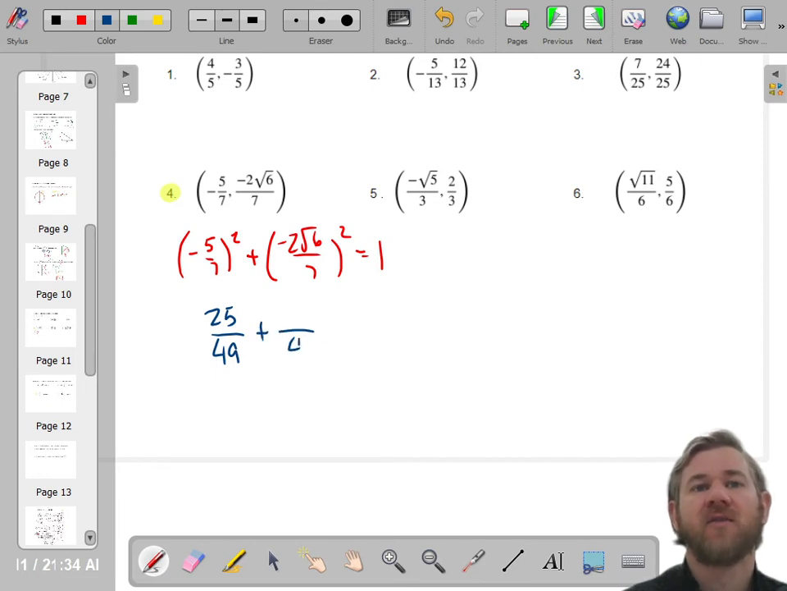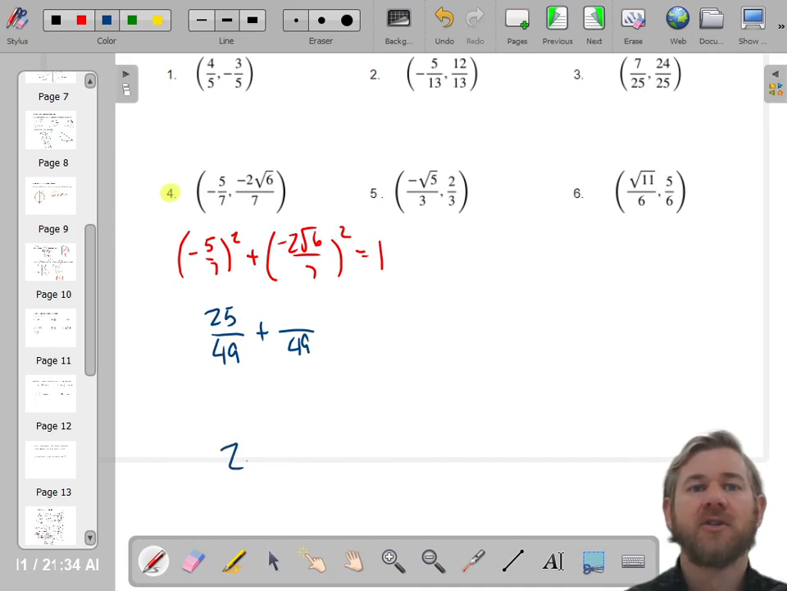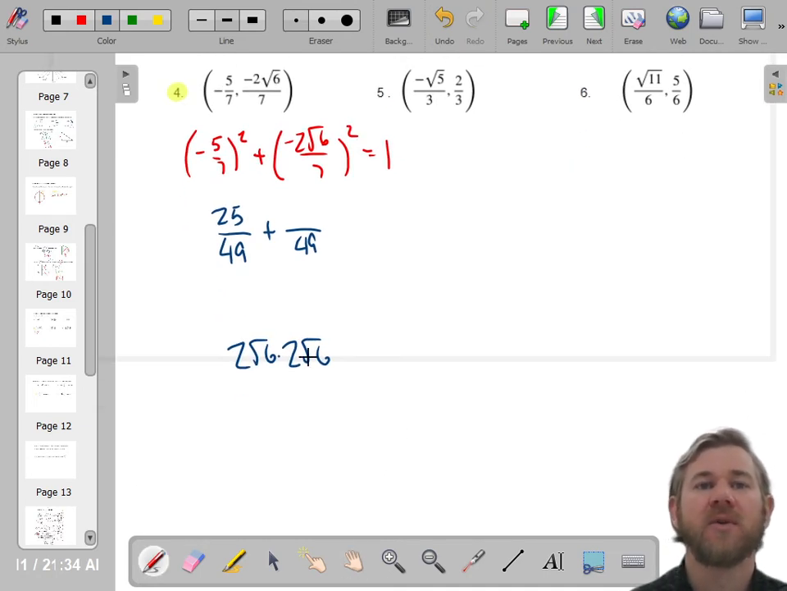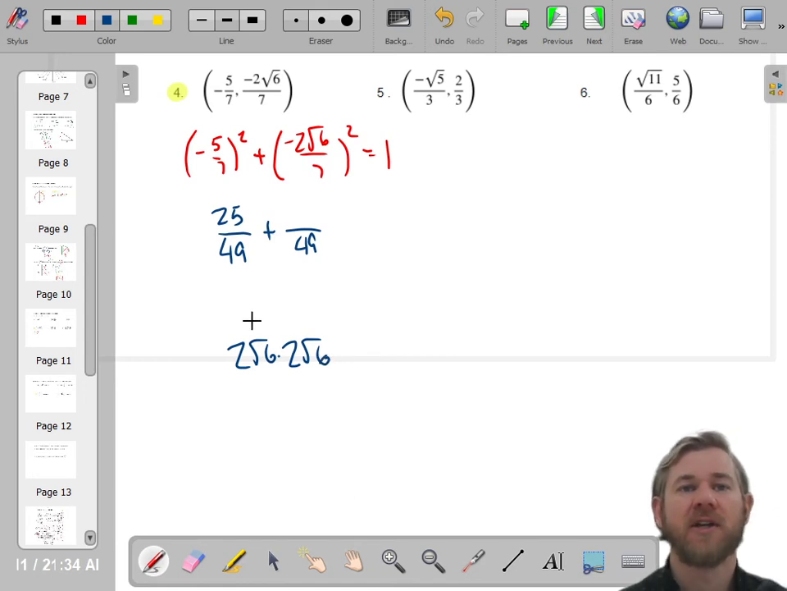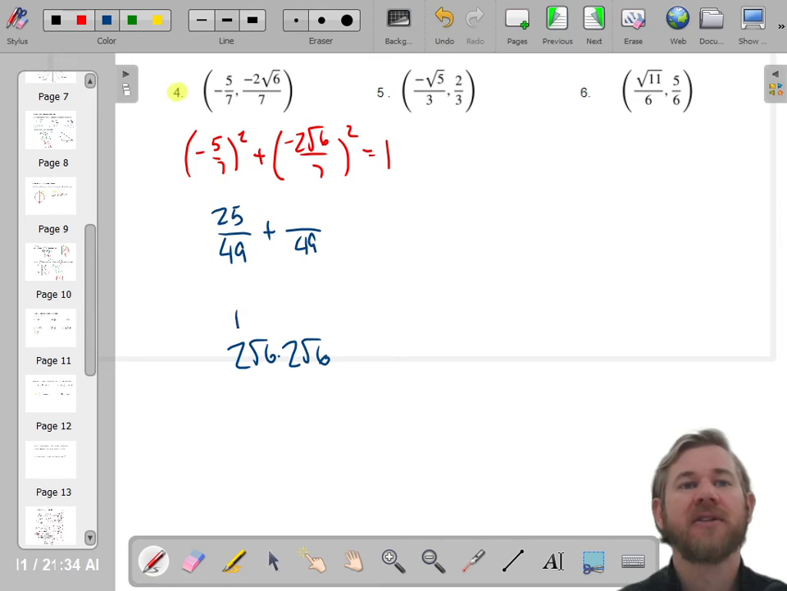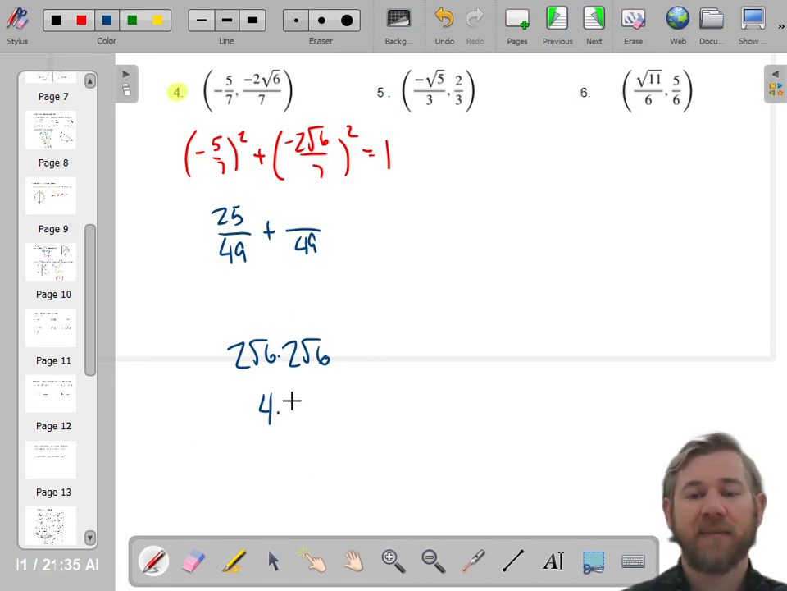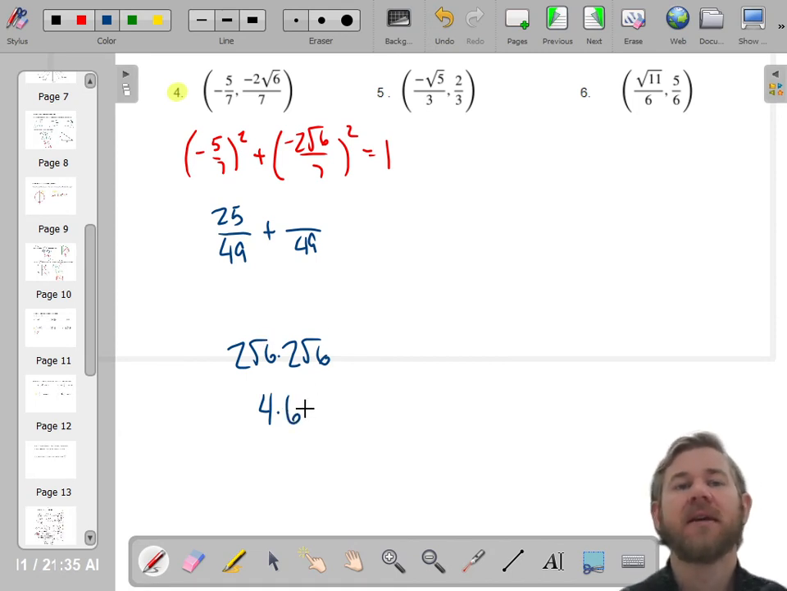I know 7 squared is 49 down here, but squaring that is a little bit trickier. 2 radical 6 times 2 radical 6. This is some radical work which we did in first semester, but a little refresher here. You're going to multiply the 2 and the 2. The outside terms are going to get multiplied. 2 times 2 is 4. And then radical 6 times radical 6, that part of it is going to also get multiplied. Radical 6 times radical 6 is 6. So this ends up being 4 times 6, which is 24.